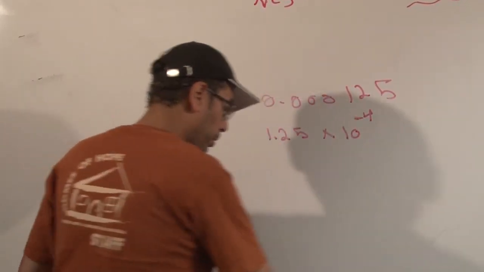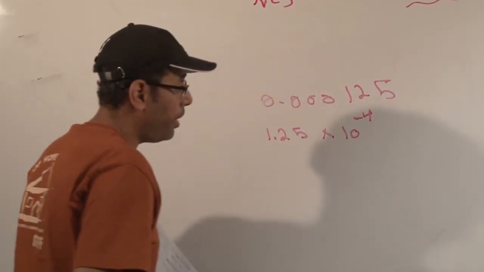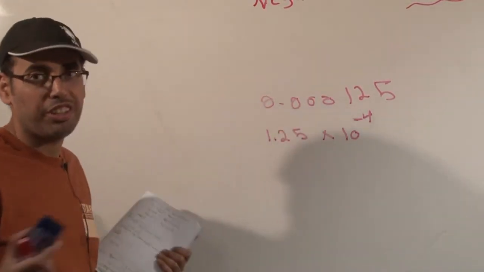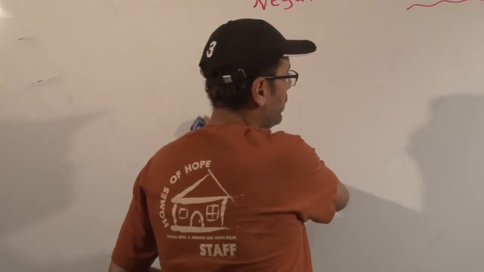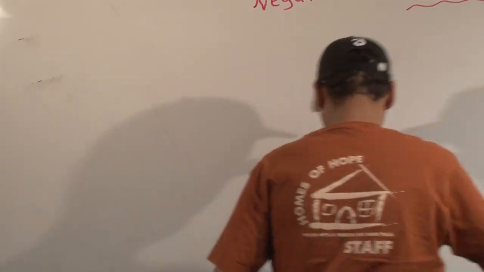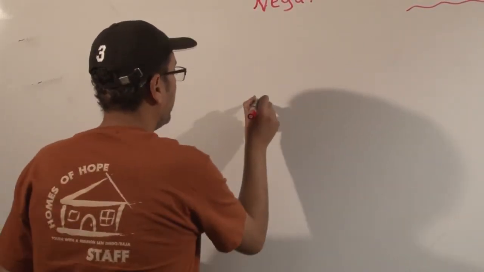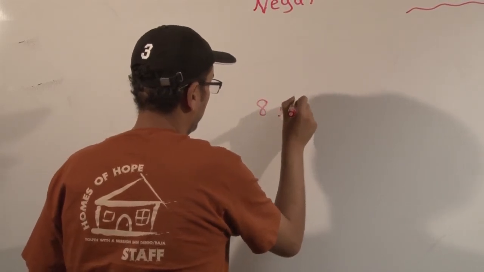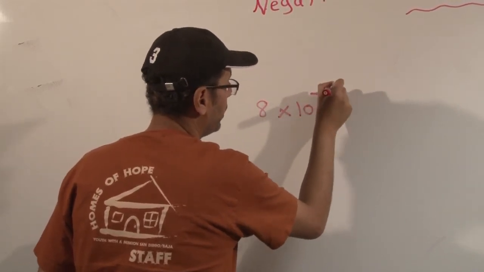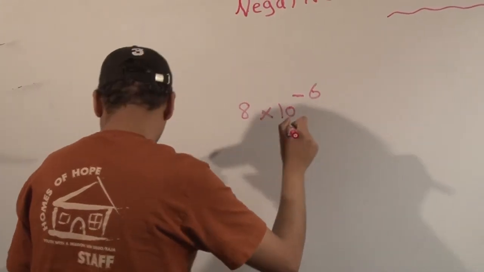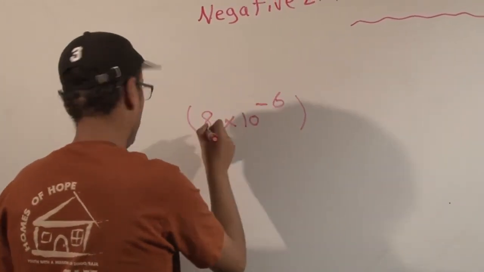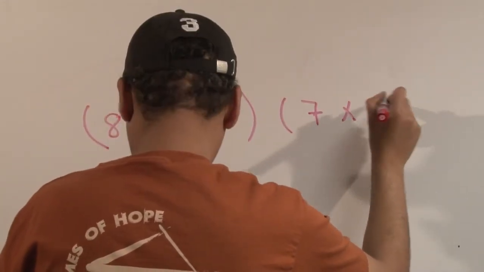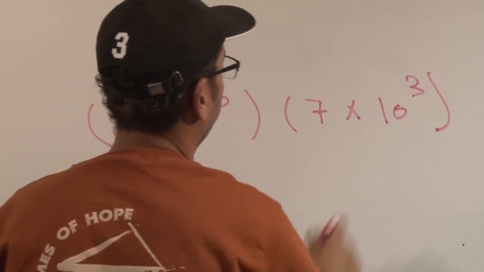My last example today is about scientific notation, how to do operations with scientific notations. So let's do something quick about that. How about this example? 8 times 10 power of negative 6, that times 7 times 10 power of 3.